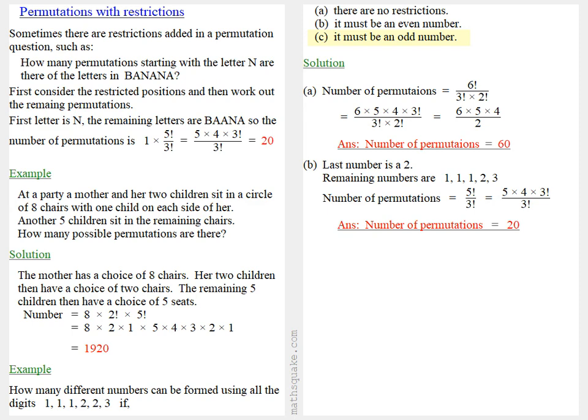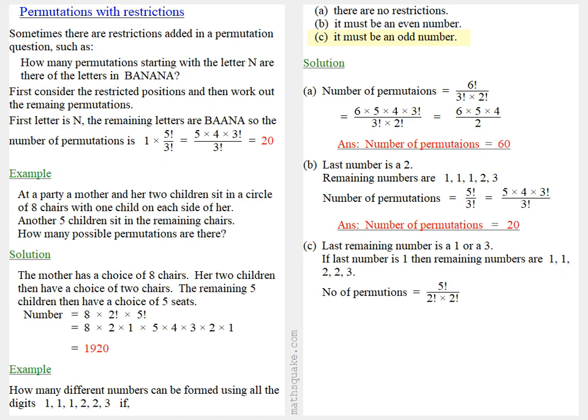And in the third part we have the restriction that the number must be an odd number. So the last number is a 1 or a 3. Now we'll have to consider these separately. If the last number is a 1, the remaining numbers are 1, 1, 2, 2 and 3. So we have 5 numbers with 2 repeats and then another 2 repeats. So the number of permutations is 5 factorial over 2 factorial times 2 factorial, which is 5 times 4 times 3 times 2 times 1 over 2 times 2, and that works out to be 30.